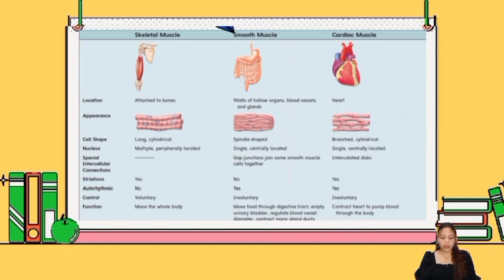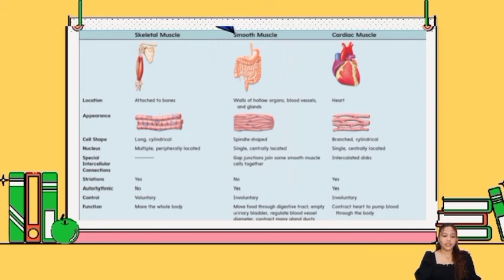Smooth muscle controls peristalsis in the digestive system and the movement of the lung on inhalation and exhalation. Also, the smooth muscle controls the change in the diameter of blood vessels, or vasoconstriction and vasodilation.